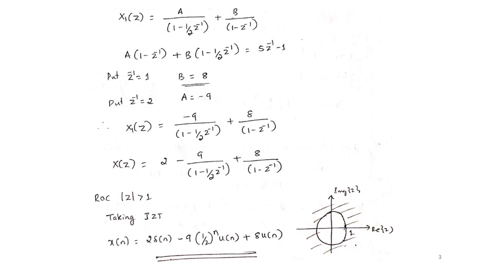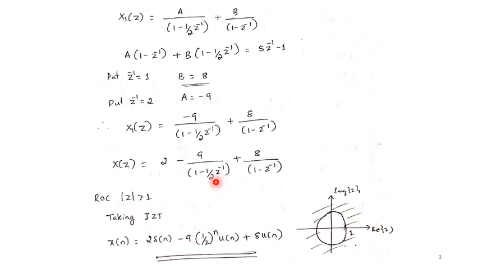I'll substitute this X1 of z in the X of z equation. Therefore I'll get this equation: X of z is equal to 2 minus 9 divided by 1 minus 1 by 2 z inverse plus 8 divided by 1 minus z inverse. Now based on the ROC, I need to obtain the inverse z transform of this. The ROC given is mod z is greater than 1.